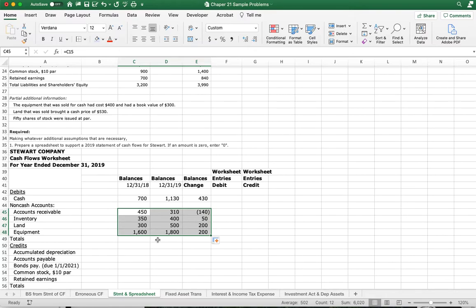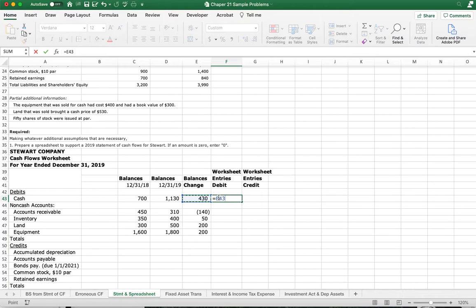So what we have so far is the 2018 balance, 2019 balance, and the balance change, and we're now going to enter the debit and credit entries that correlate to this balance change. For cash, that's just a result of the debit of $430 cash. Accounts receivable is a result of a credit of $140. Inventory is a result of a debit of $50. And when we get into land and equipment, we have to look at it a little bit deeper.